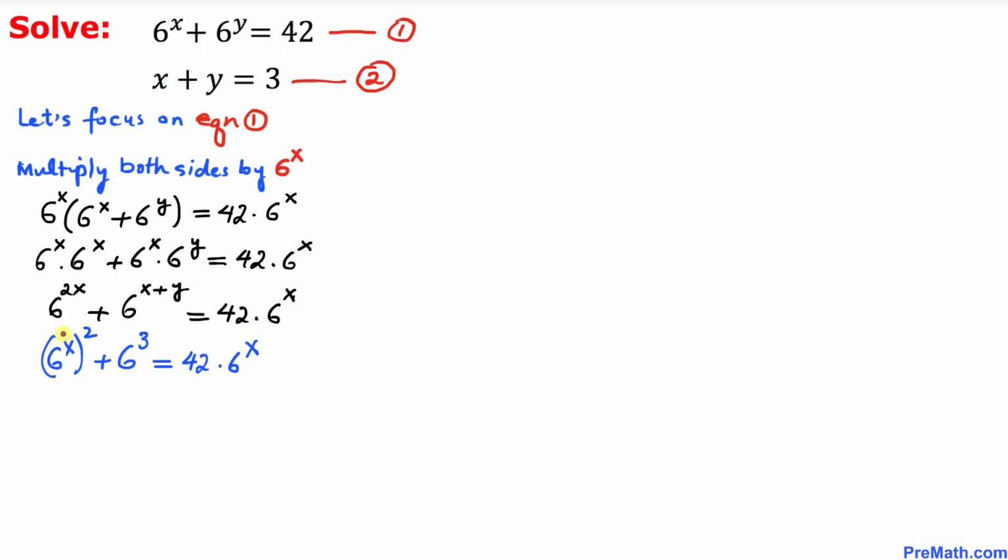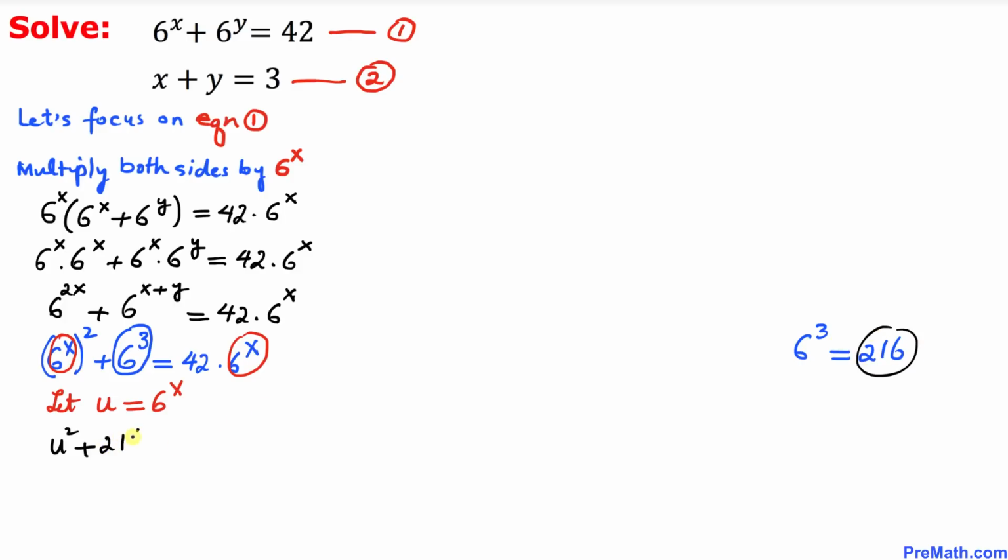And now let's focus on this 6 power x and 6 power x. So I am going to make a substitution. Let u equal 6 power x. Therefore the above equation is going to become simply u square plus this 6 power 3, which can be written as 216. So I can write 216 equal to 42 times u.